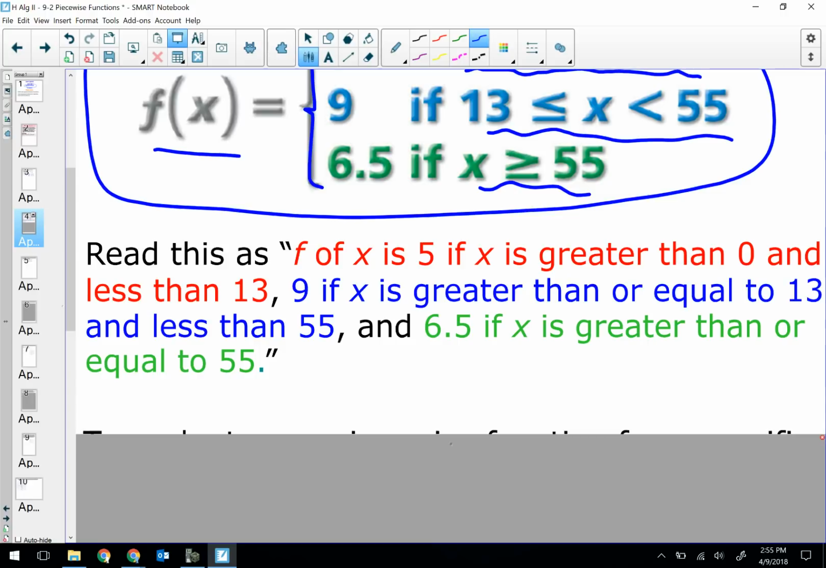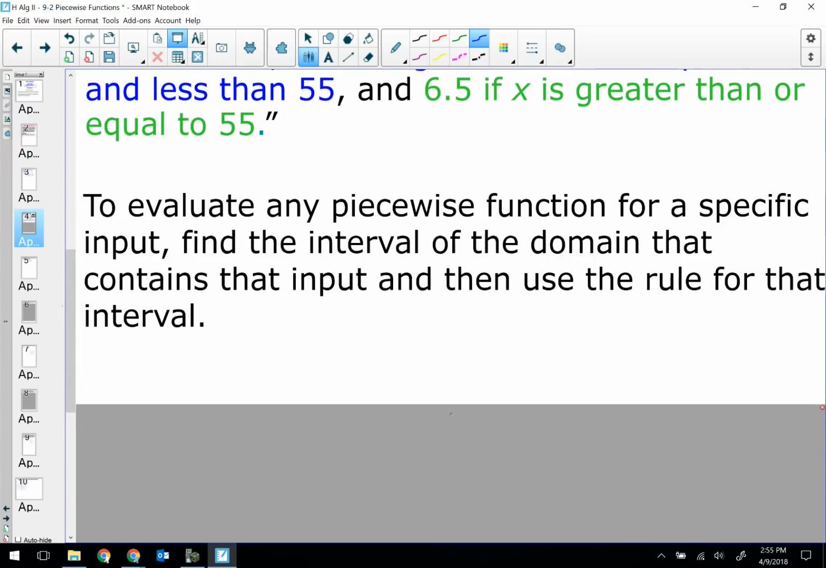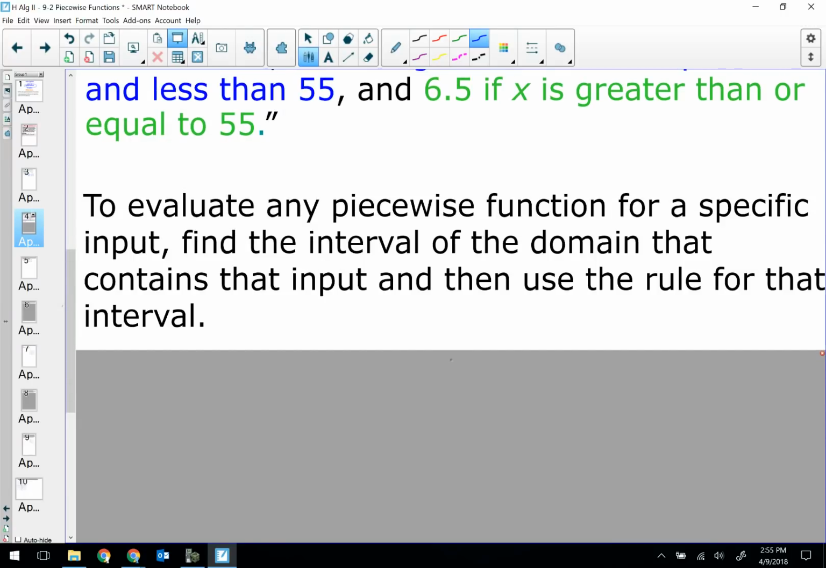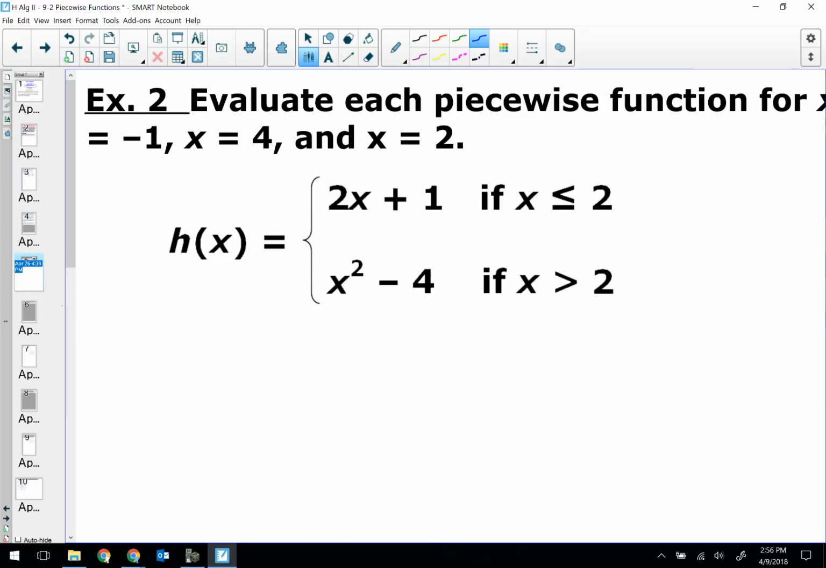Obviously, f of x is 5 if x is greater than 0 and less than 13. We talked about that already. I don't have to read that out loud to you guys. Don't waste time there. To evaluate, you look for the input and see where it goes. Okay, so let's take a look here.